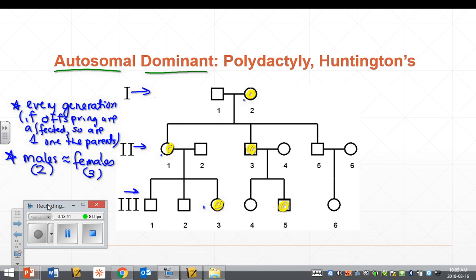And so if I showed you this family tree, I would ask you, hey, what type of inheritance do you think that this is? And you would say, well, males and females are pretty much equal, so it's autosomal. And every time I see an affected person, one of their parents was affected. So I think that it's autosomal dominant. Would you be 100% certain?